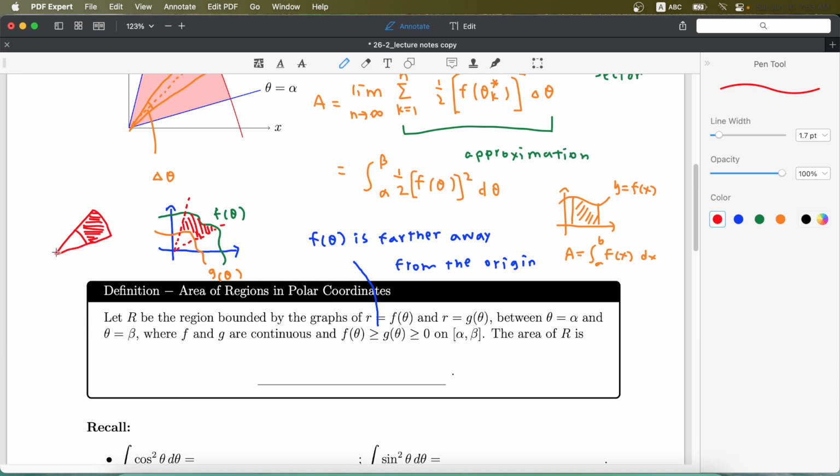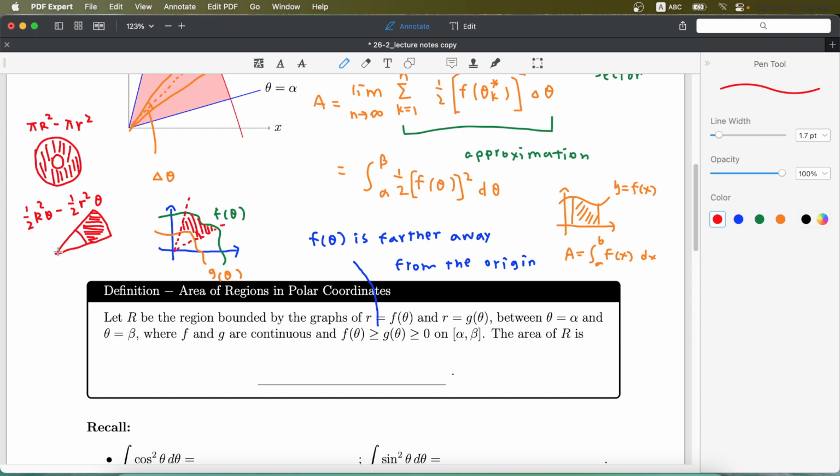Okay, so just like the washer method we did before, we use the area of the larger circle minus the area of the smaller circle. So right here we have pi r squared minus pi r squared, right? And right here we have 1/2 r squared theta, minus 1/2 r squared theta. Okay, the area of the larger circle minus the area of the smaller circle. Right here, the area of the larger sector minus the area of the smaller sector.